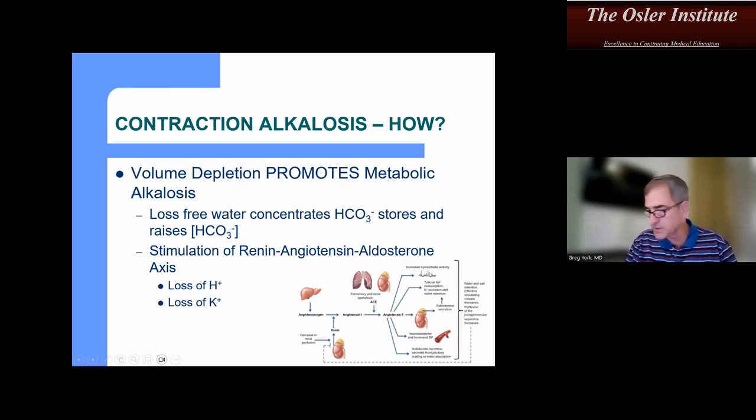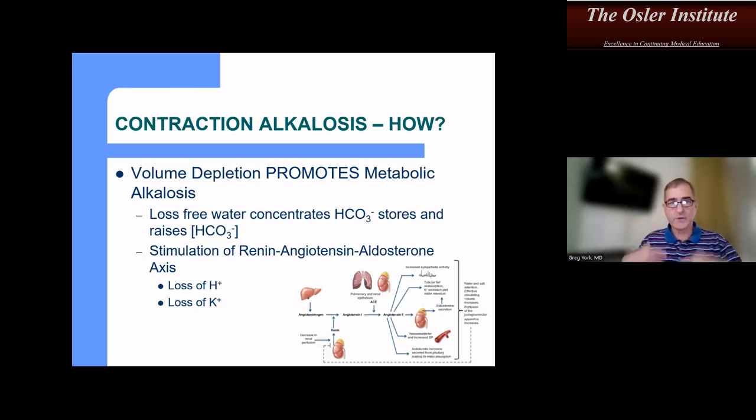How does a contraction alkalosis, this is a term I just like to throw in here, explain what happens. Basically, because you would think that with volume depletion, you would become acidotic, and eventually you do. And we'll talk about this a little bit more because we're going to do renal physiology next. But volume depletion promotes metabolic alkalosis initially. So there's a loss of free water. And what that does is it concentrates your bicarb stores, giving you the appearance of a retention of bicarb. Raises your bicarb concentration also.